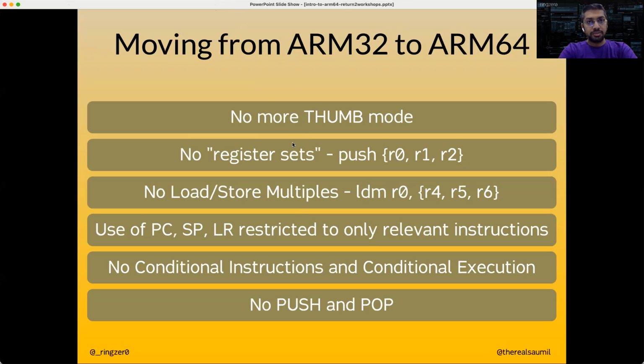Next big difference. In ARM32, some instructions allowed you to specify multiple registers. Like you could push multiple registers at a time, push R0, R1, R2, R3. You could push all 10, 15 registers together at a time. You can pop them too. You had instructions like load multiple and store multiple as well.